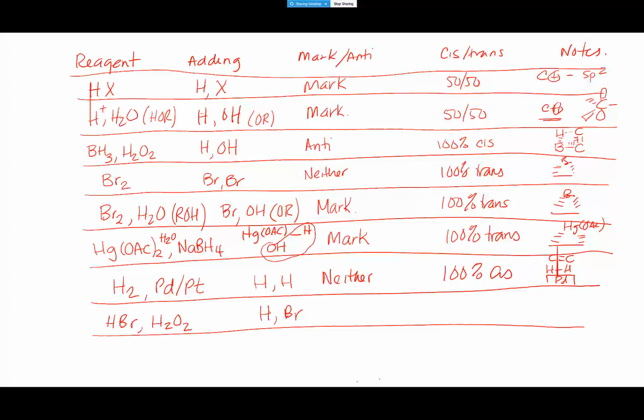And what's that going to change? So it's going to turn into a radical reaction, which is going to change the final product. How? It's going to become anti-Markovnikov. So it's going to be anti-Markovnikov.